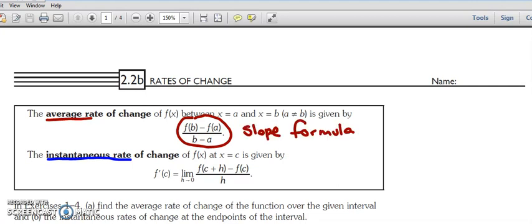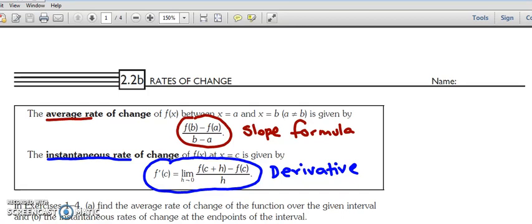Now, when you look at instantaneous rate of change, or an instantaneous rate, this should now look familiar because we've been looking at these types of limits, and it's pretty much the derivative. So the difference between the two is that when you calculate an average rate, you can use the slope formula, and when you are calculating an instantaneous rate, you need to use the derivative.